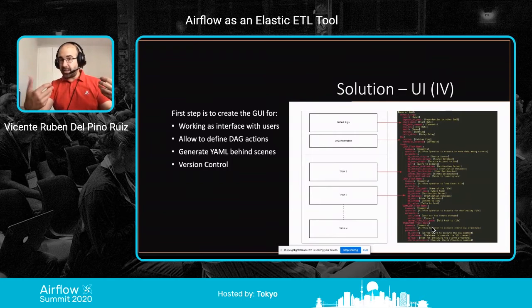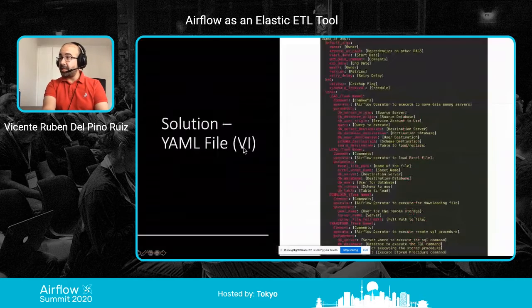What is happening behind the scenes is that the UI is choosing the right Airflow operator that you have to use and the parameters that you have to pass. So this is how the YAML file is generated. Let's go a little bit deeper through it.